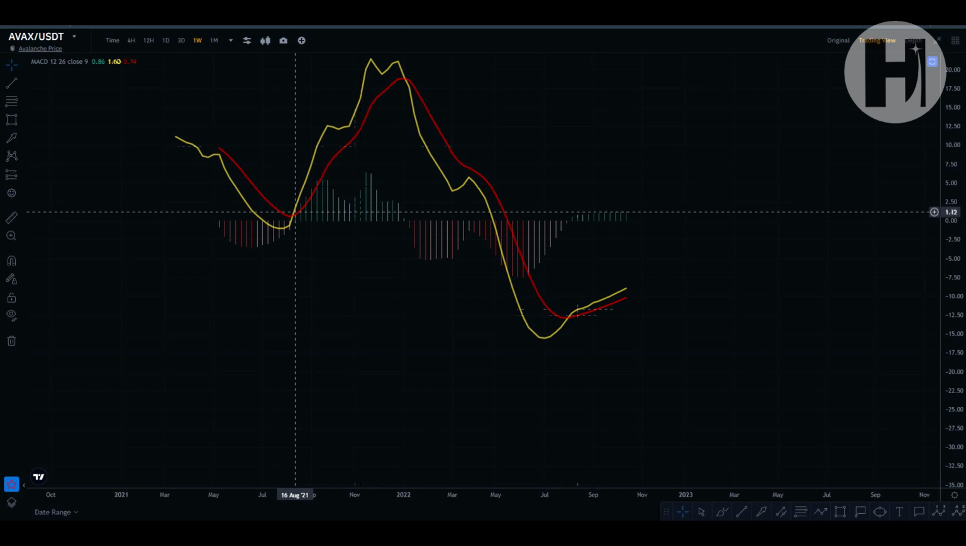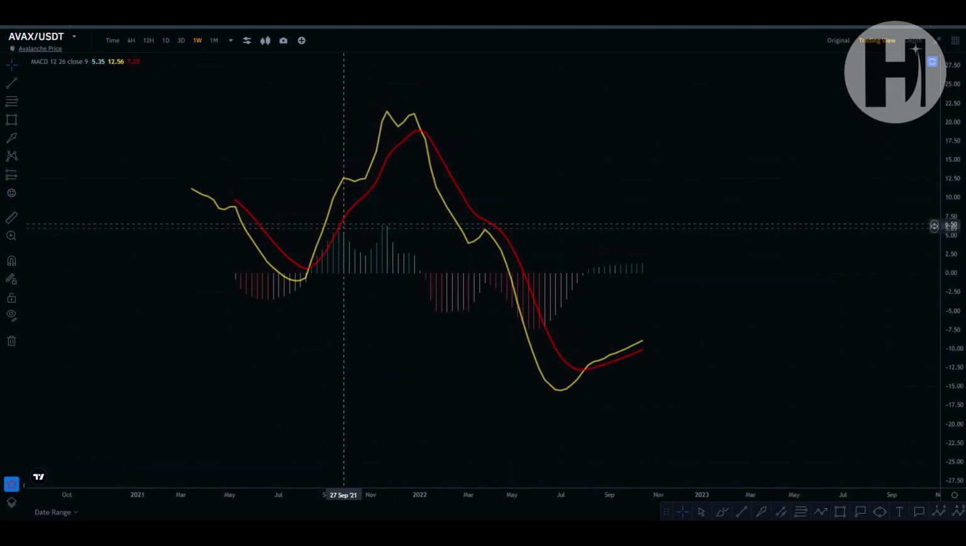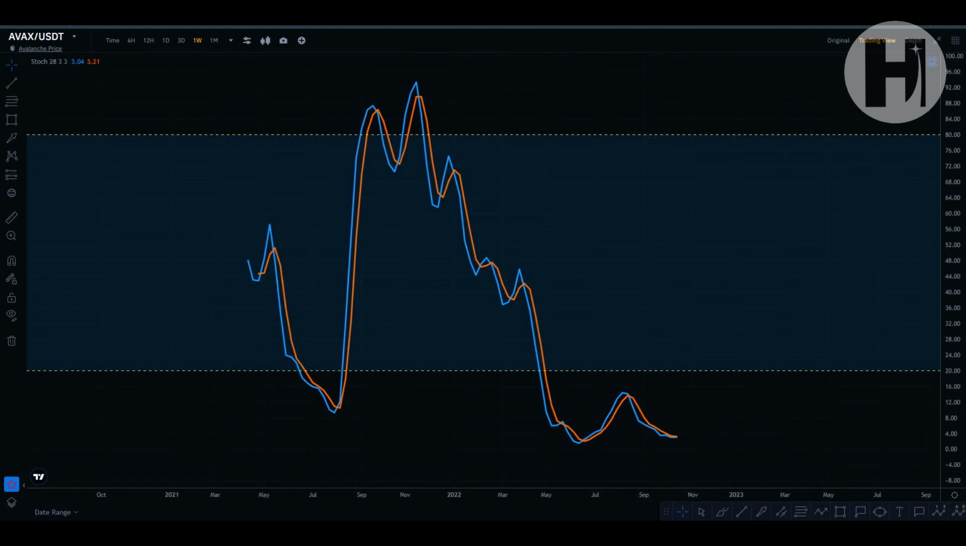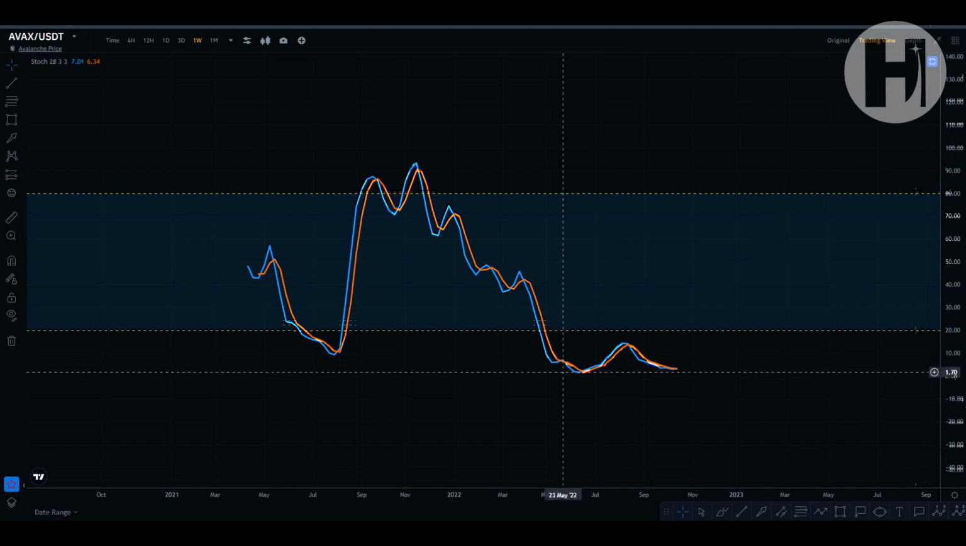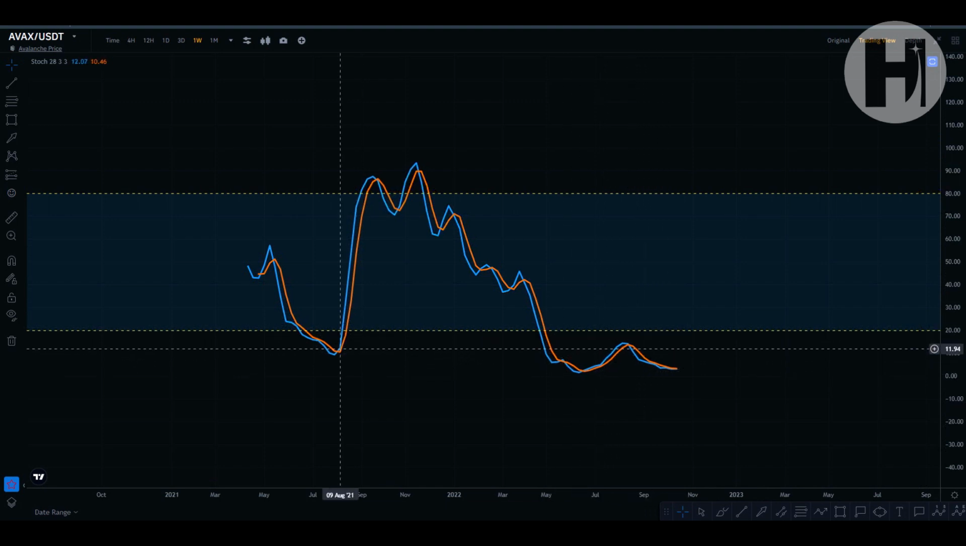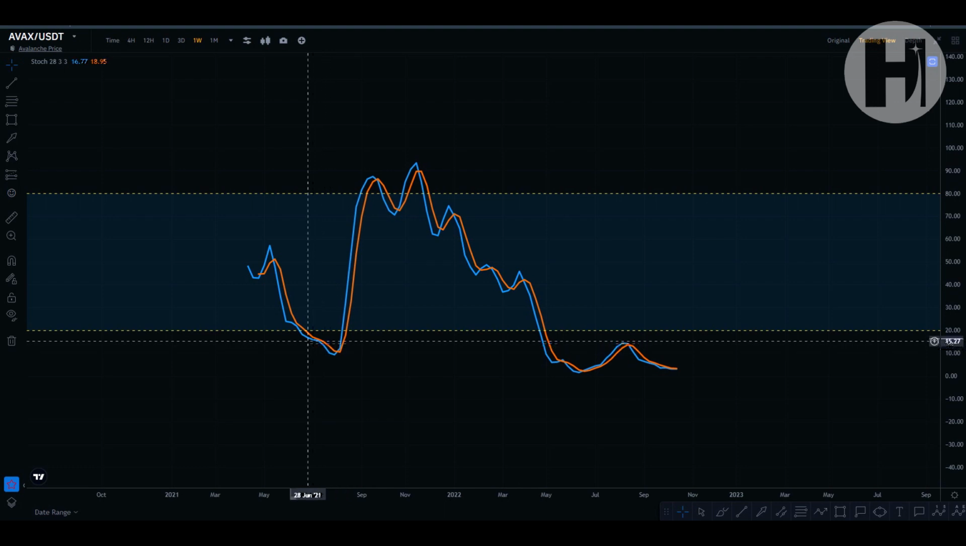And this is the exact same thing that happened over here, but it's not as bullish because last time around we were in a bull market. You always have to remember that. And moving to the stochastic, you can see that we are down below here in the oversold. The last time we were here was back in August of 2021 and in June of 2021.